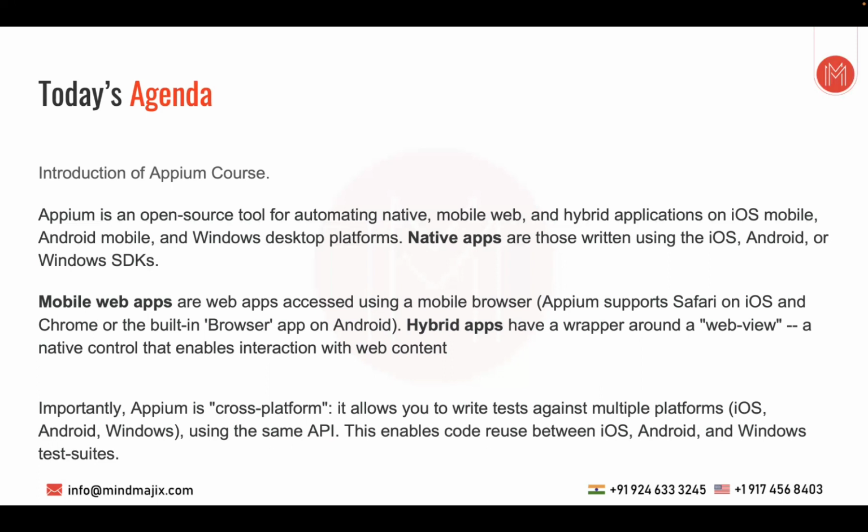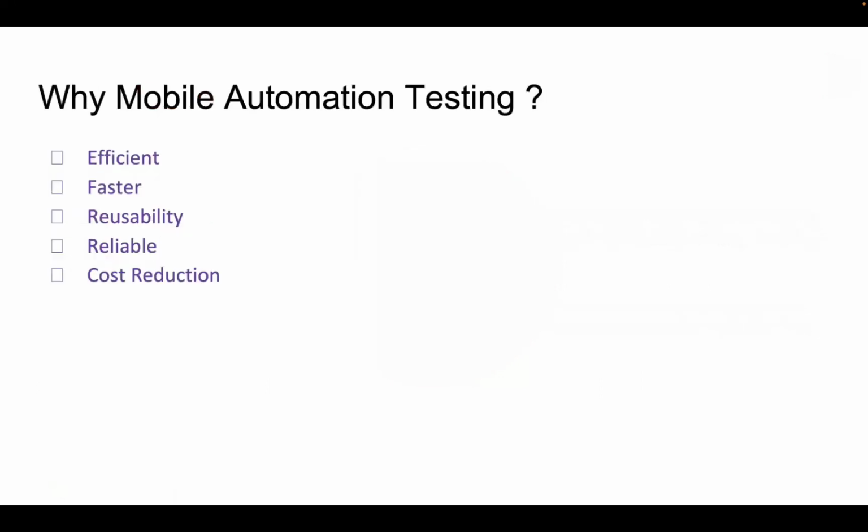The last one is that Appium is cross platform. Cross platform means you can automate iOS, Android, and Windows using the same API. You write one piece of code, and that piece of code works on iOS, Android, and Windows. That is the most important thing about Appium. This enables code reuse; you can use the same code on three platforms. Okay, let's go to the next slide.